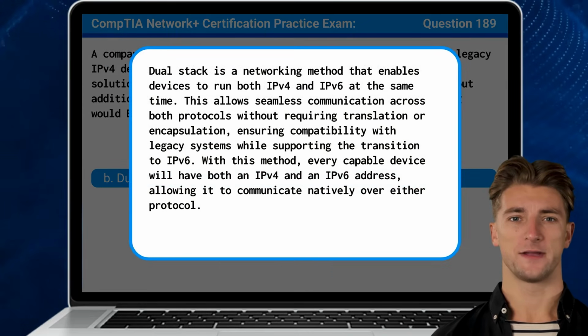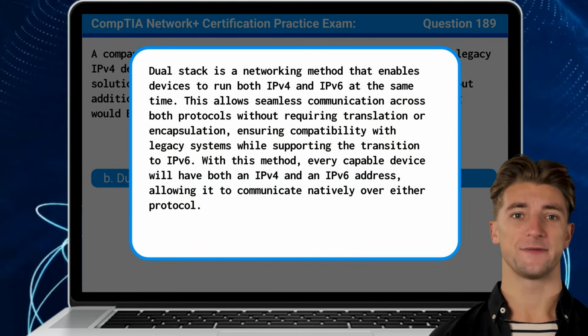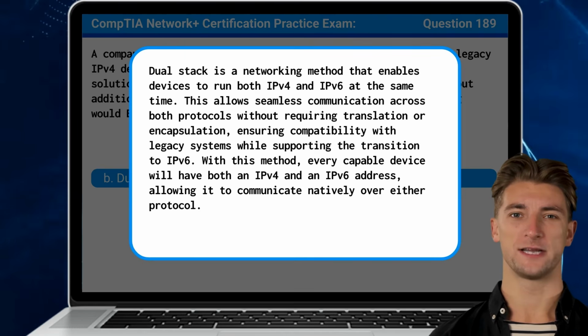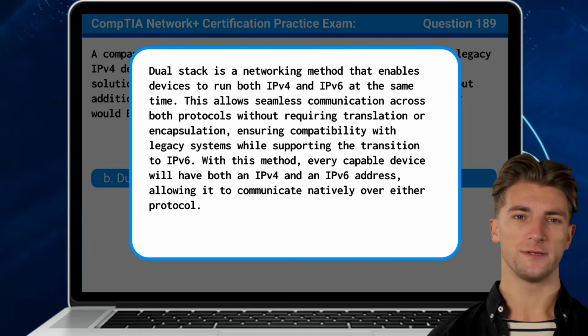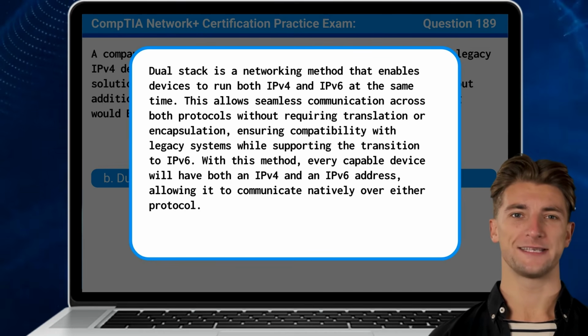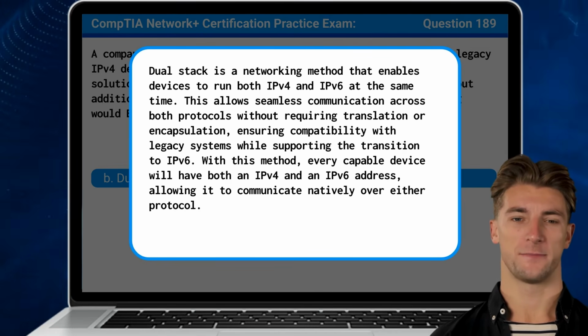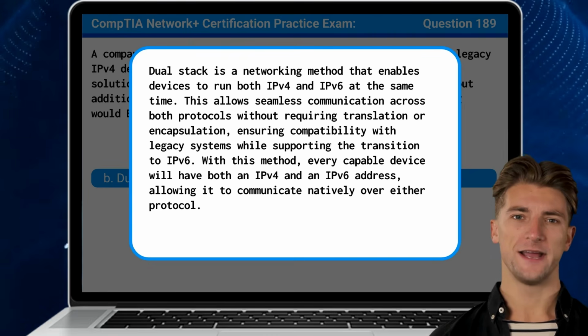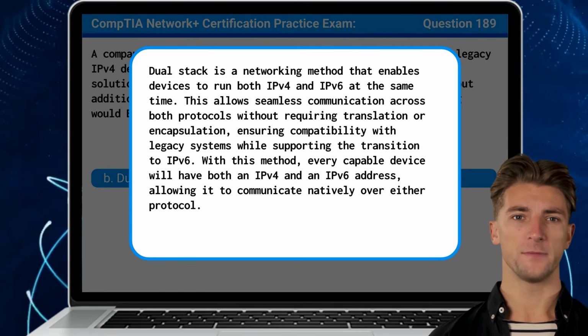Dual stack is a networking method that enables devices to run both IPv4 and IPv6 at the same time. This allows seamless communication across both protocols without requiring translation or encapsulation, ensuring compatibility with legacy systems while supporting the transition to IPv6. With this method, every capable device will have both an IPv4 and an IPv6 address, allowing it to communicate natively over either protocol.